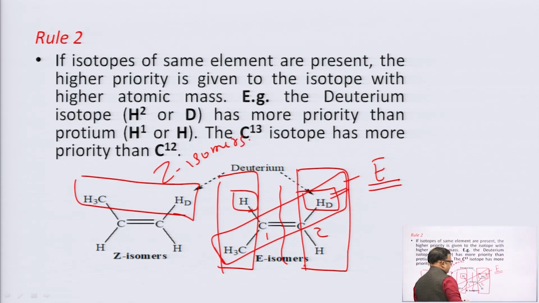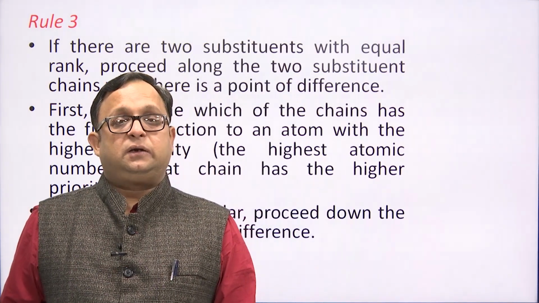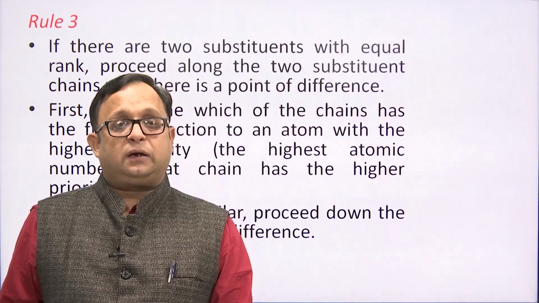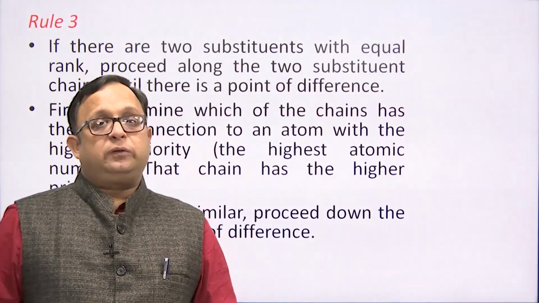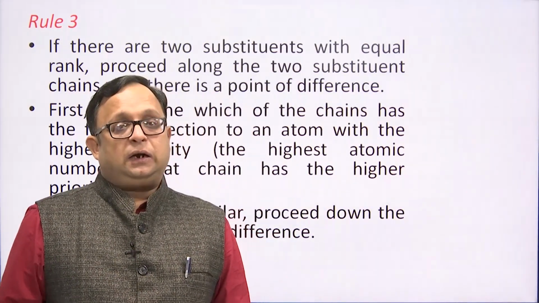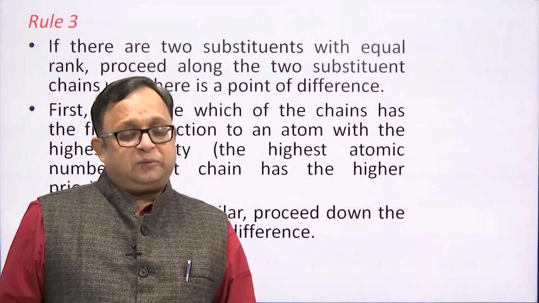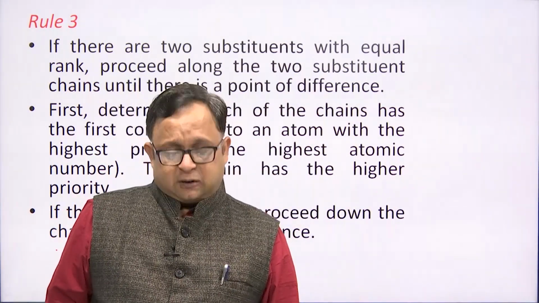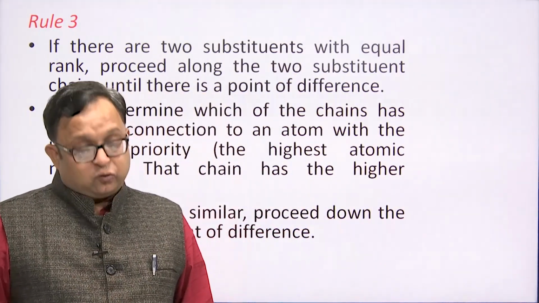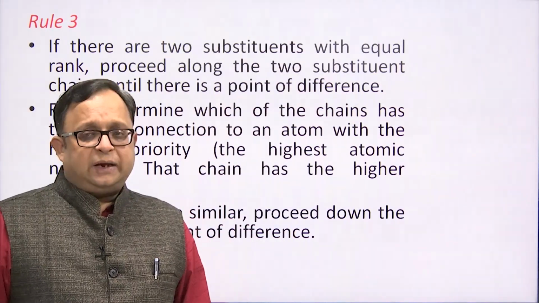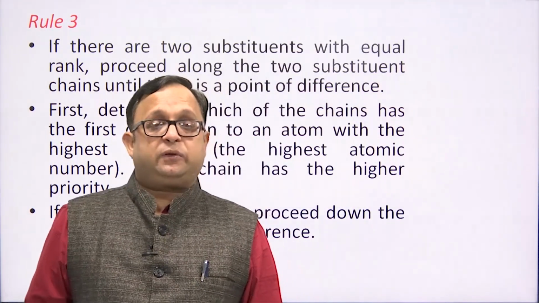So, my dear students, if different substituents are present, we have to go for atomic number, but if isotopes are present, we have to go for the atomic mass. Rule 3 says that if there are two substituents with equal rank, proceed along the two substituents chain until there is a point of difference. Means, if substituents are similar and they are present in the form of a chain, how to assign the priority for such type of substituents?